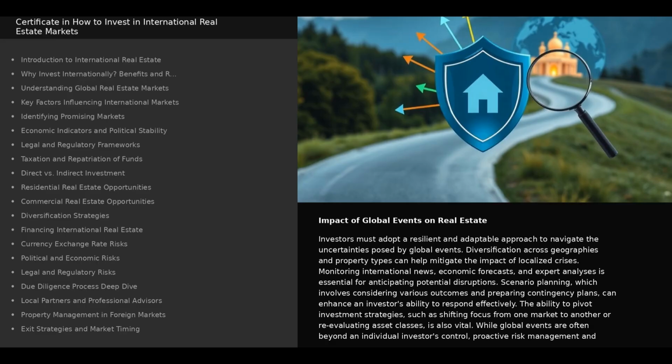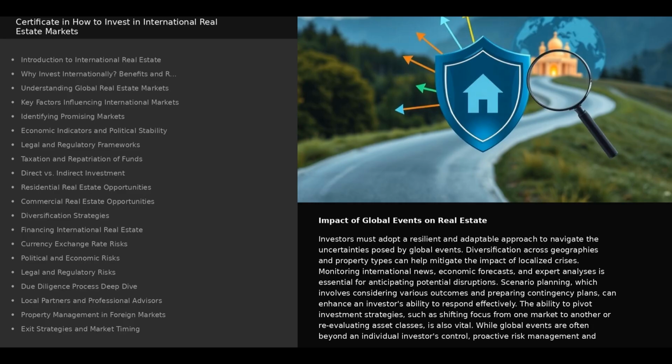Diversification across geographies and property types can help mitigate the impact of localized crises. Monitoring international news, economic forecasts, and expert analyses is essential for anticipating potential disruptions. Scenario planning, which involves considering various outcomes and preparing contingency plans, can enhance an investor's ability to respond effectively.